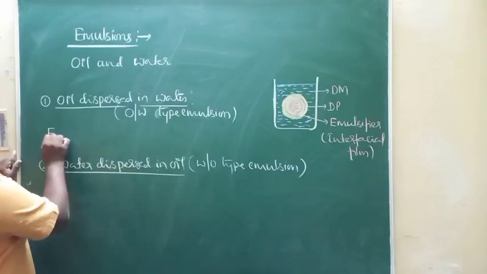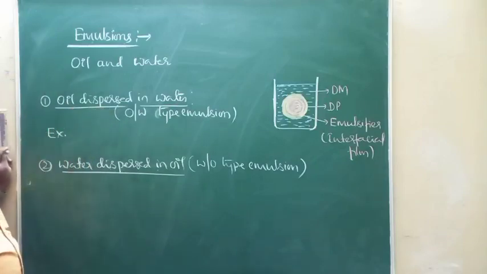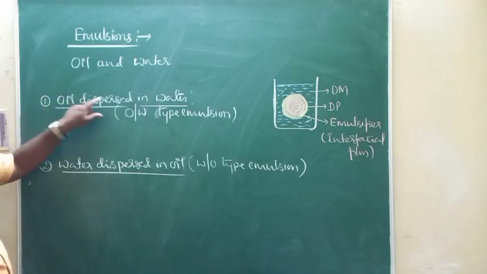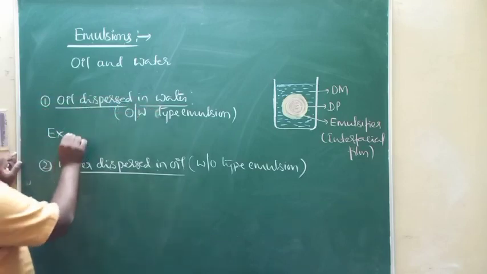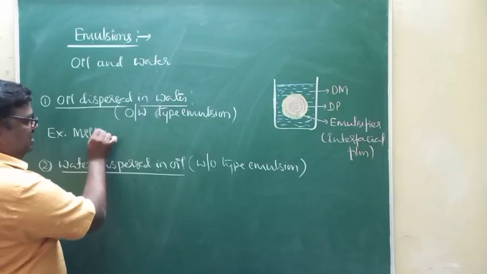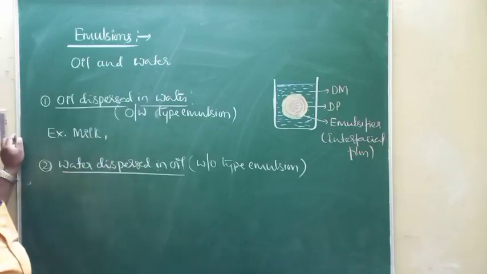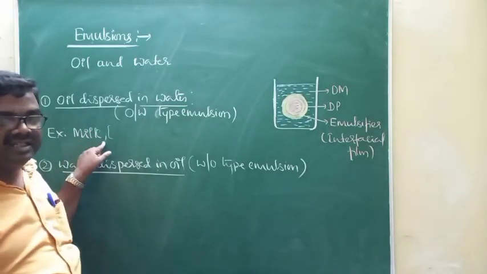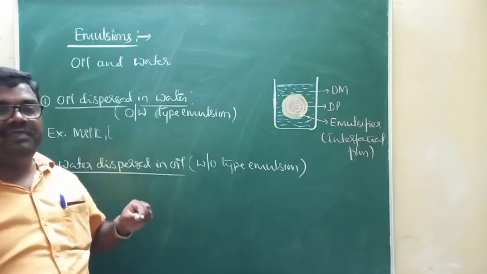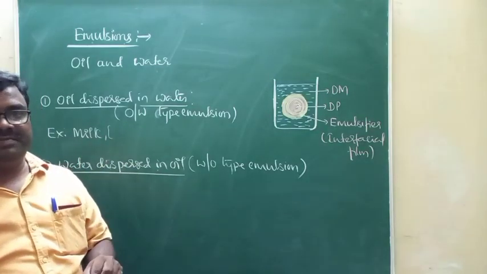An example of an oil in water type emulsion is milk. Generally, milk is an emulsion of liquid fat dispersed in water.